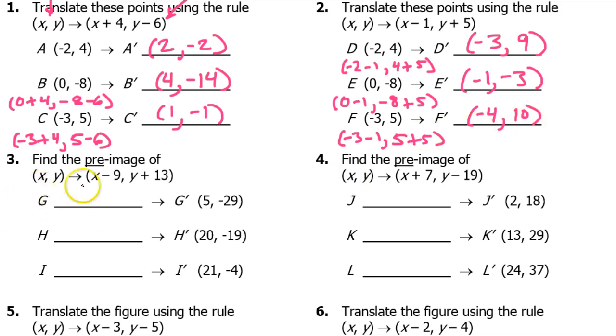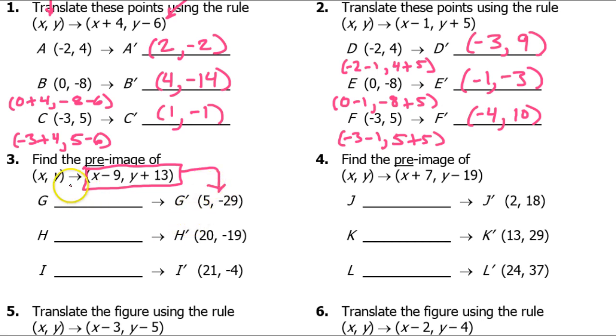Jumping down here to problem number 3, we've got this new rule. Okay, actually, so this is different. So now we are being given the image, and we are being asked to find the pre-image. So we're given the new point, and we're being asked to find the original point. So understand that this part of the rule represents the image, the new point. So this should match this.